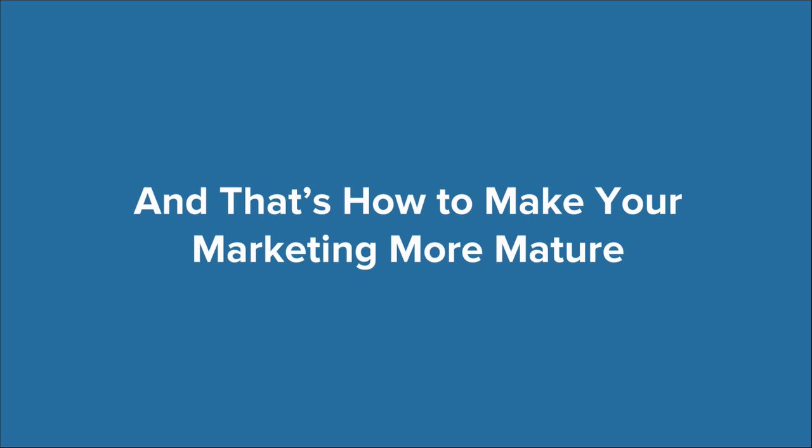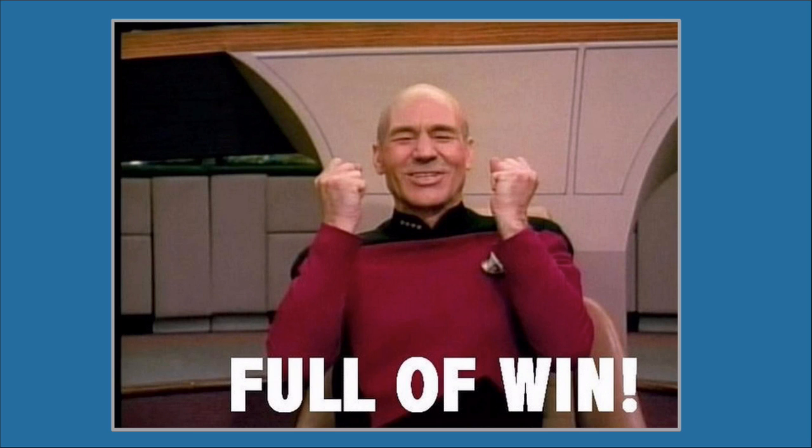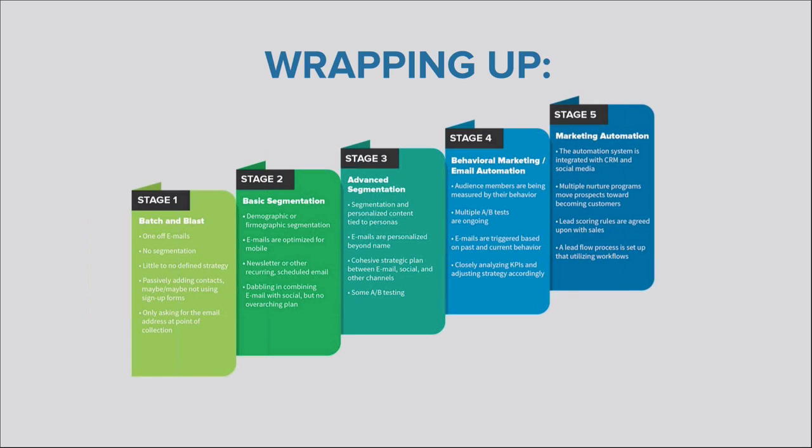That's how you make your marketing more mature. And at that point, you get to be like Jean-Luc Picard, as played by Patrick Stewart. You win marketing. So in wrapping up, you can see where we've come. We've come through the bash and blast stage, which seems incredibly primitive compared to stage 4 and stage 5 with behavioral marketing and email automation. So we've moved throughout that entire process.